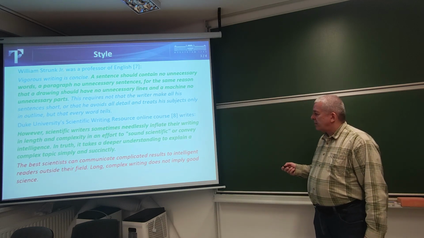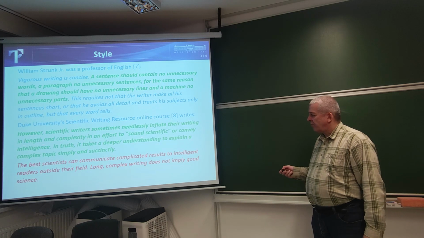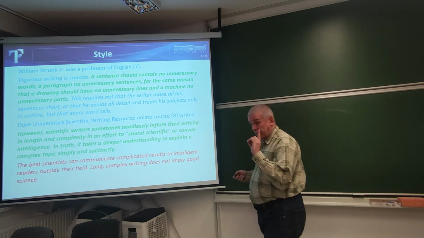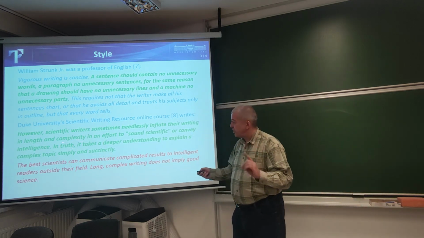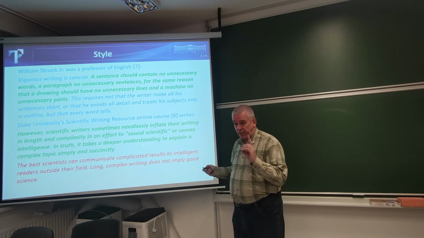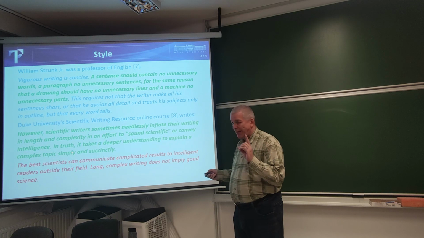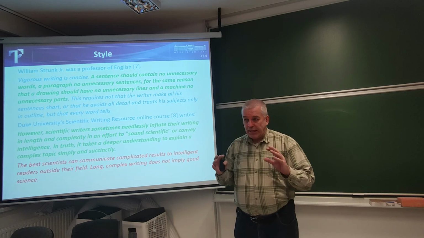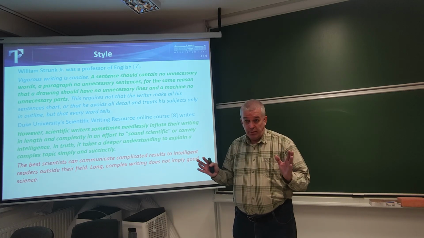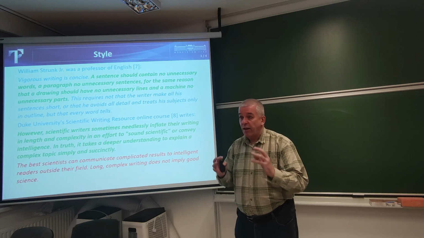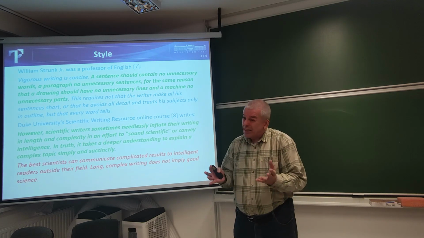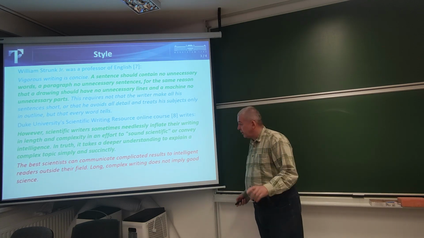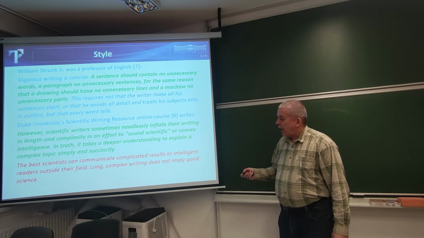Scientific writers sometimes needlessly inflate their writing in length and complexity in an effort to sound scientific or convey intelligence. In truth, this is very important, and I believe it very much. In truth, it takes a deeper understanding to explain a complex topic simply and succinctly. You can only explain, for example, relativity simply if you understand it very well. If you can only explain it in a very difficult way, it means you don't understand it enough. That's very important, and here I put it in red.